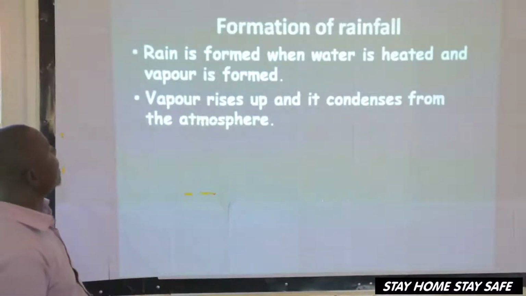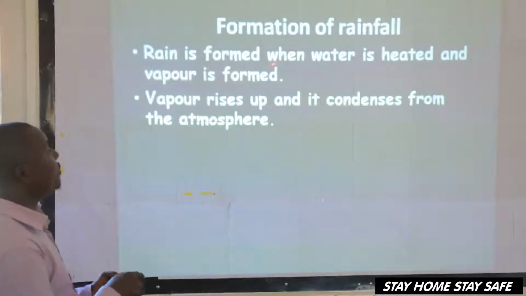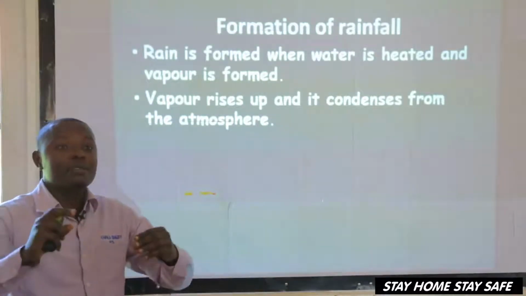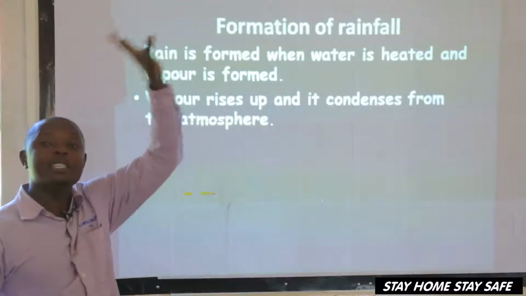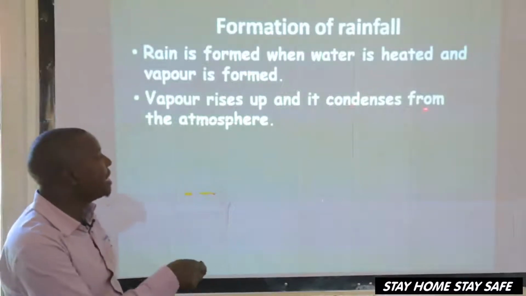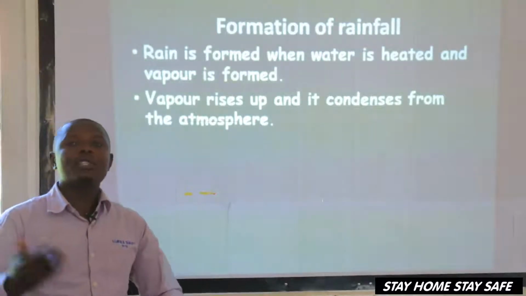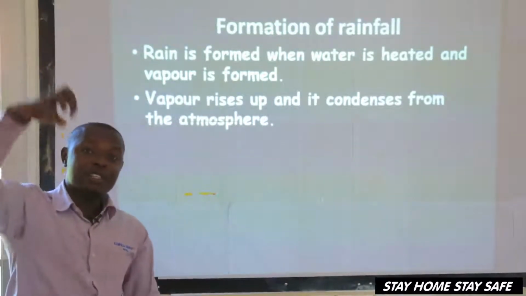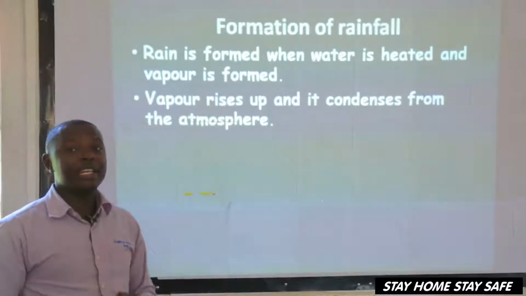Now, let's look at the formation of rainfall. How is rain formed? One, rain is formed when water is heated and vapor is formed. Now this vapor becomes light, or less dense, so it moves upwards into the sky. Then what else happens in the sky? The vapor rises up and condenses from the atmosphere. When it condenses, it is cooling. That water is trying to cool down. And when it cools down, it forms the water droplets that we always receive when it is raining. That is briefly how rain is formed.